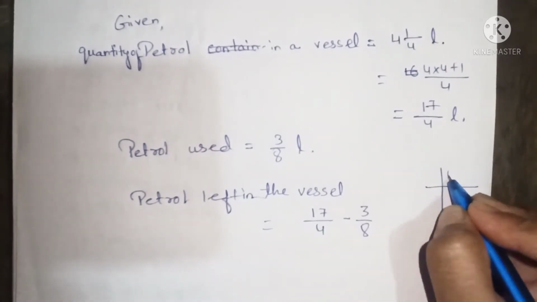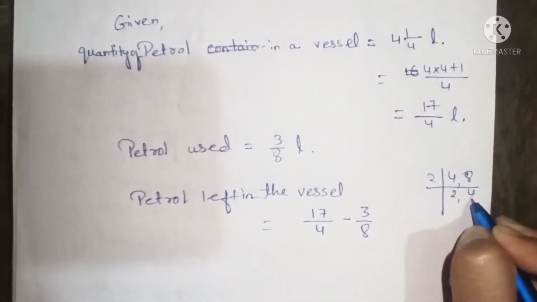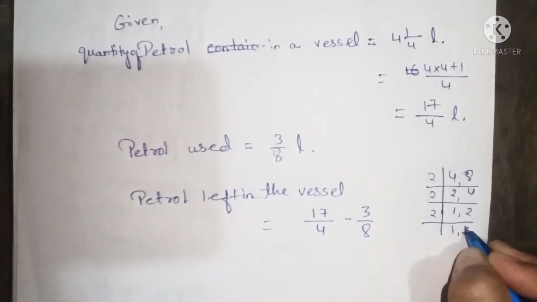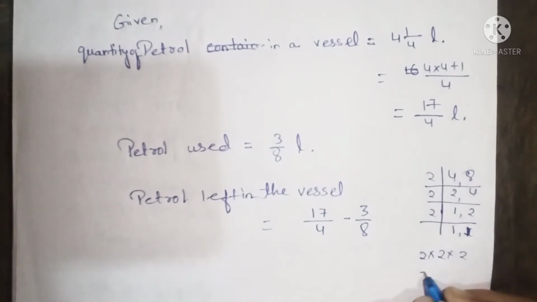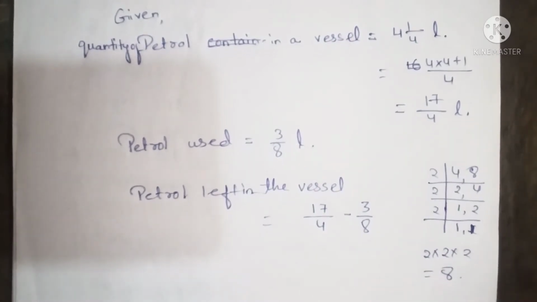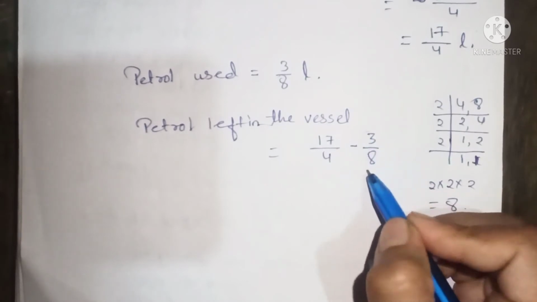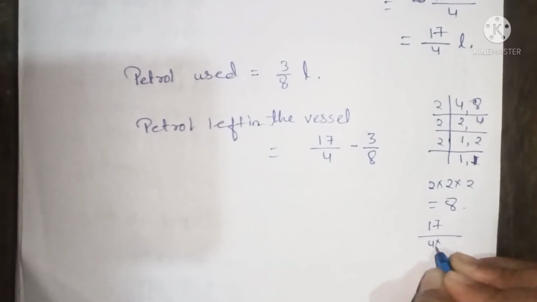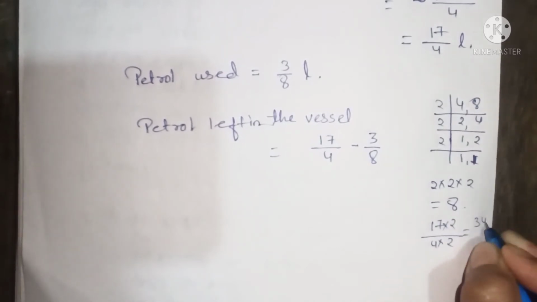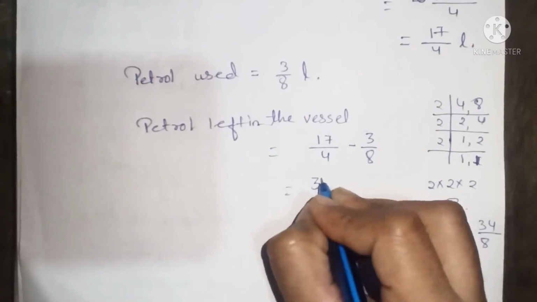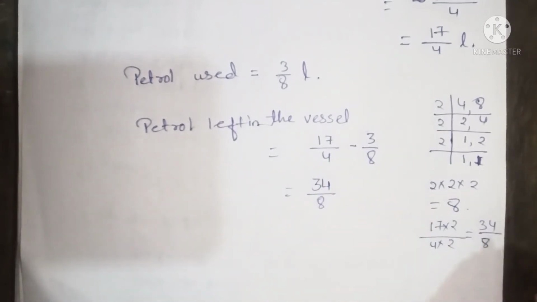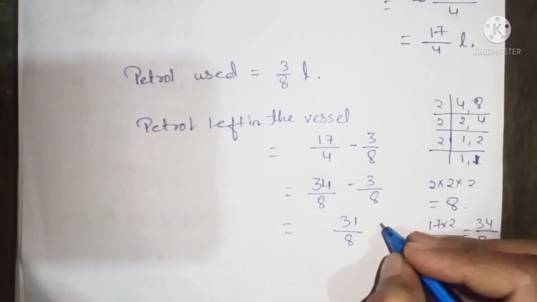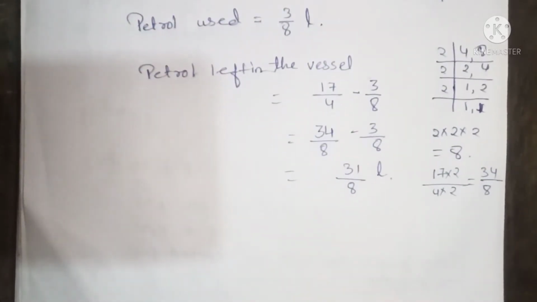Now to subtract, we need to make the denominators the same by finding out the LCM, right? Yes. 2 into 2 into 2 gives us 8. So we have to change the denominator to 8. This already has 8 as the denominator, so we will only change the first fraction. 34/8 minus 3/8 is 31/8. So petrol left in the vessel is 31/8 liters.